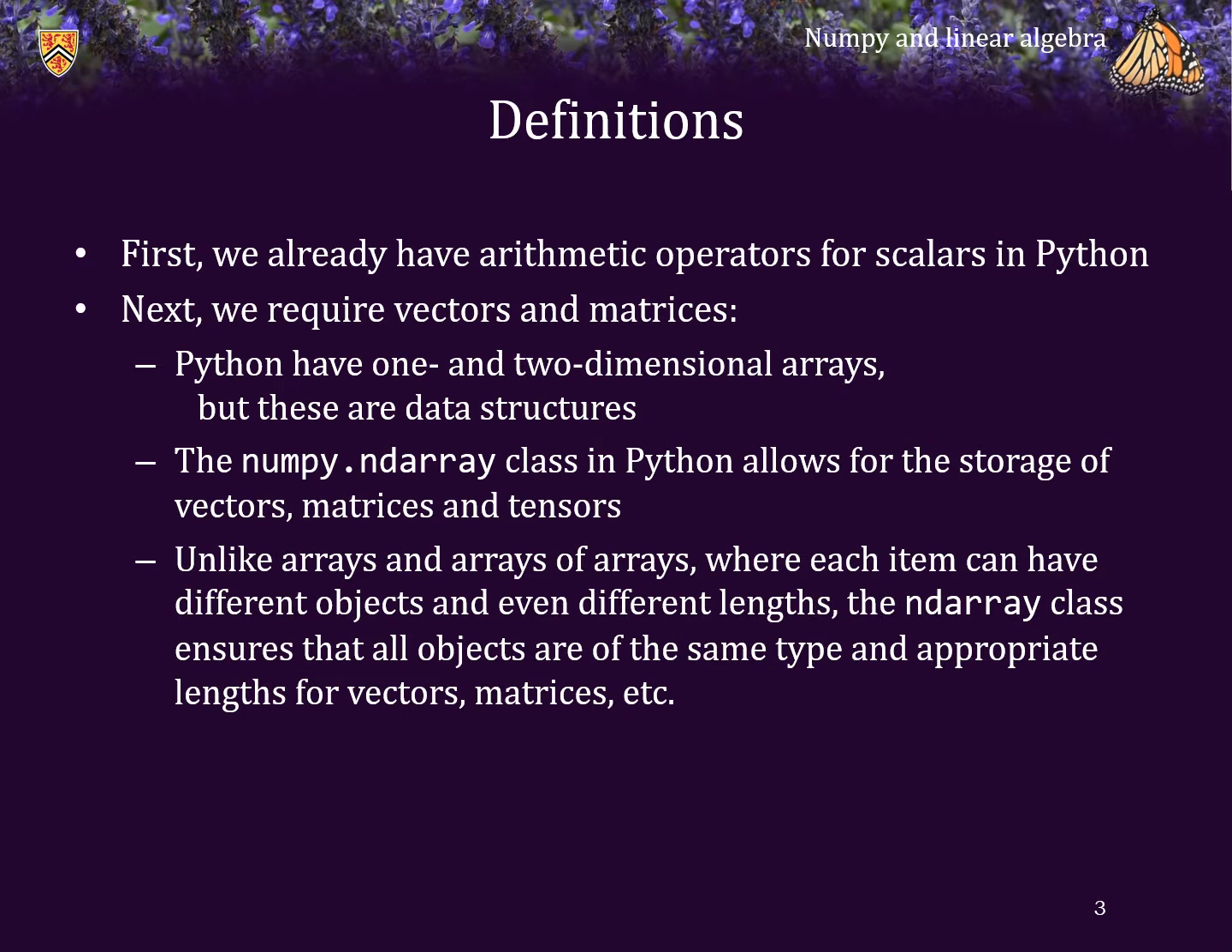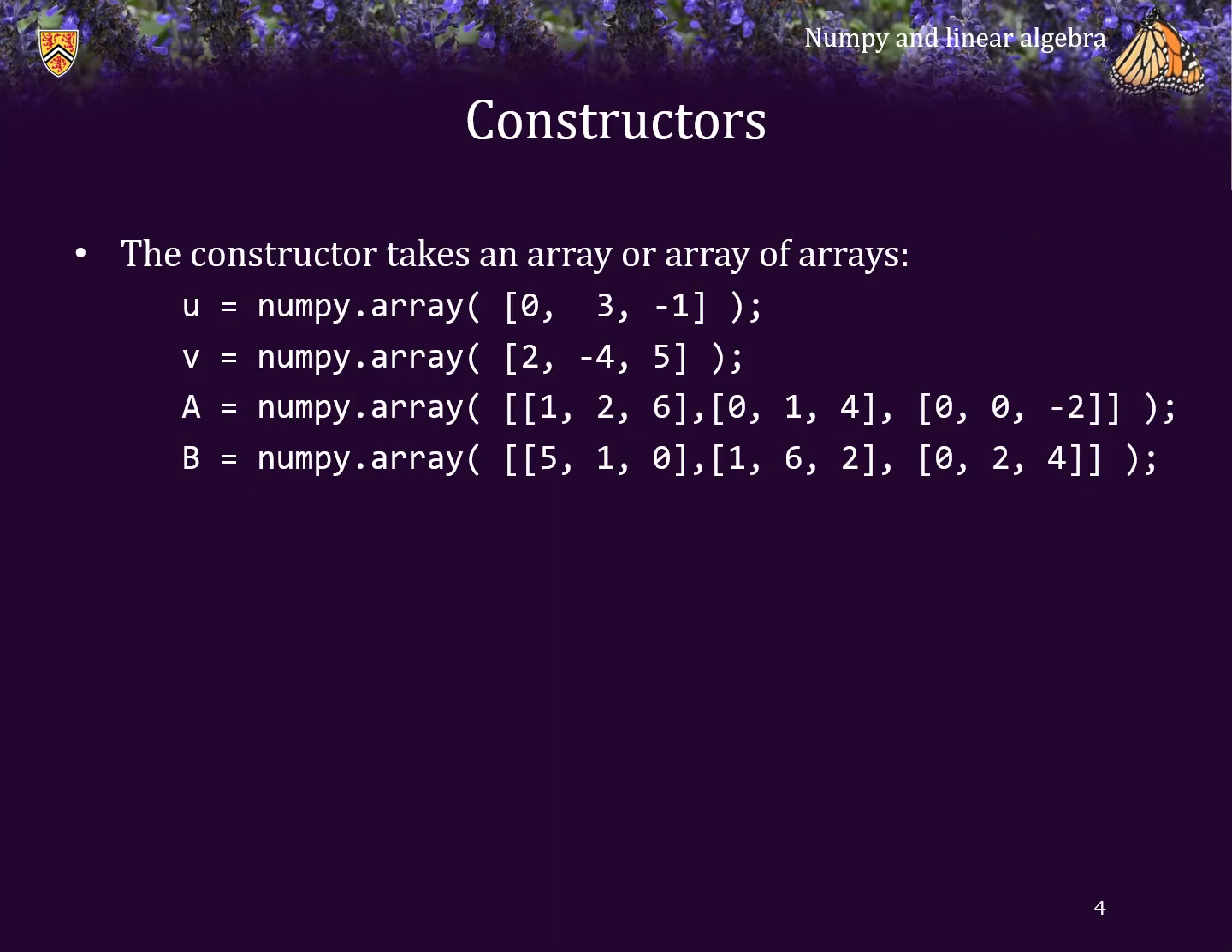Now, unlike arrays and arrays of arrays, where each item can have different types, different lengths, etc., the ND array class ensures that all objects are of the same type and of the appropriate lengths with respect to vectors and matrices, etc. Now, the constructor for a Numpy array takes either an array or an array of arrays, each of which must have the same number of entries.